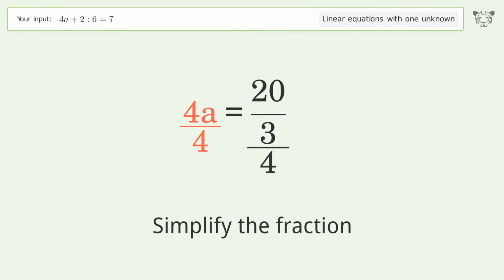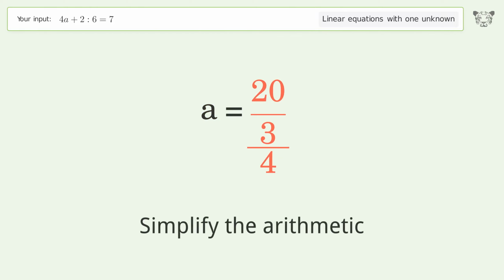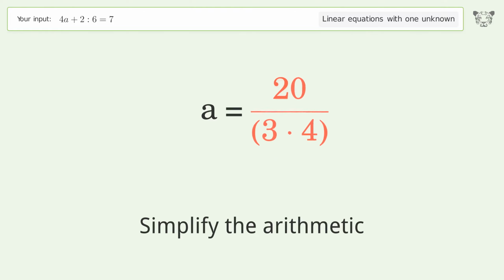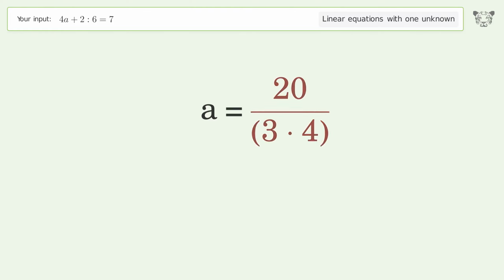Simplify the fraction. Simplify the arithmetic. And so the final result is a equals 5/3.